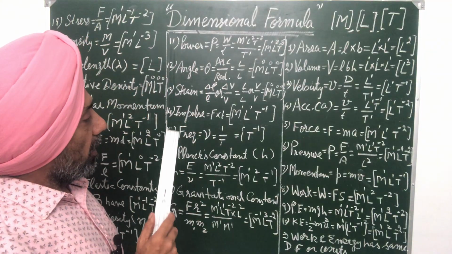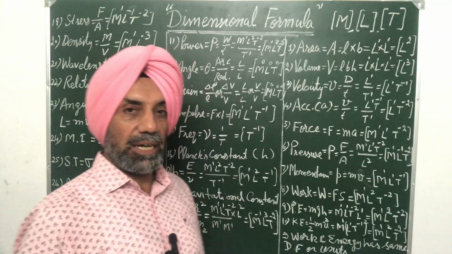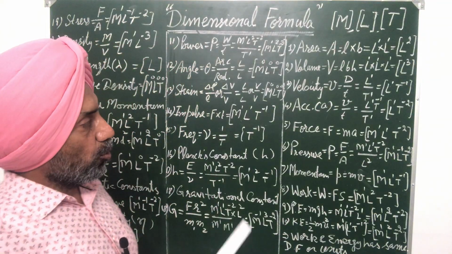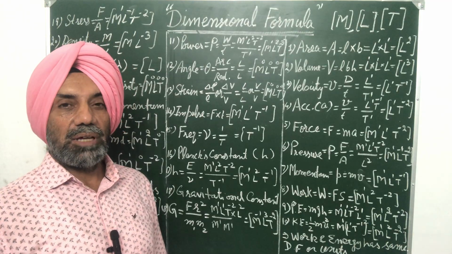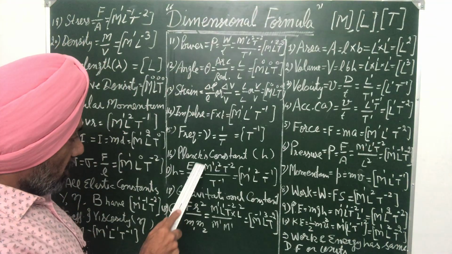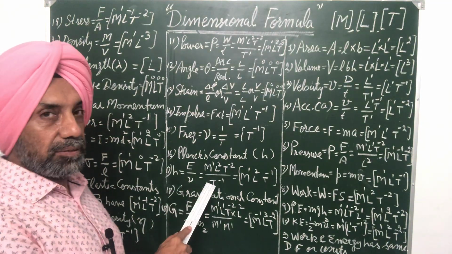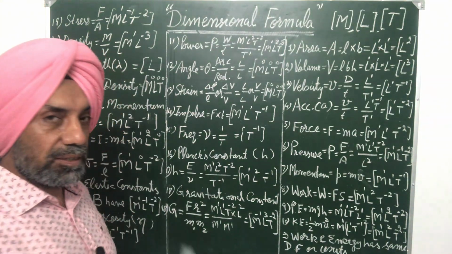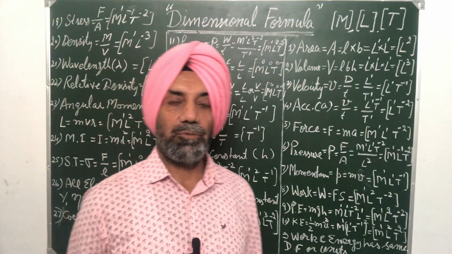Then non-dimensional variable physical quantities like angle, strain, they have no dimensions, they are non-dimensional, but they can have any value, they are variable. So the second type is non-dimensional variable physical quantities. Third is dimensional constant physical quantities. Dimensional constant physical quantities means those which have dimensions and are constants, that is, their values are fixed. For example, gravitational constant G and Planck's constant, their value is fixed, they are constants, but they have dimensions.